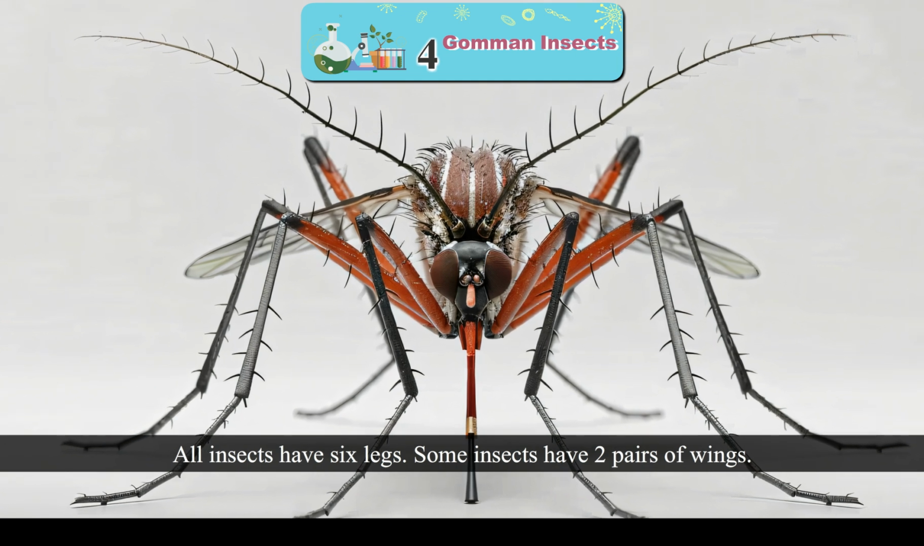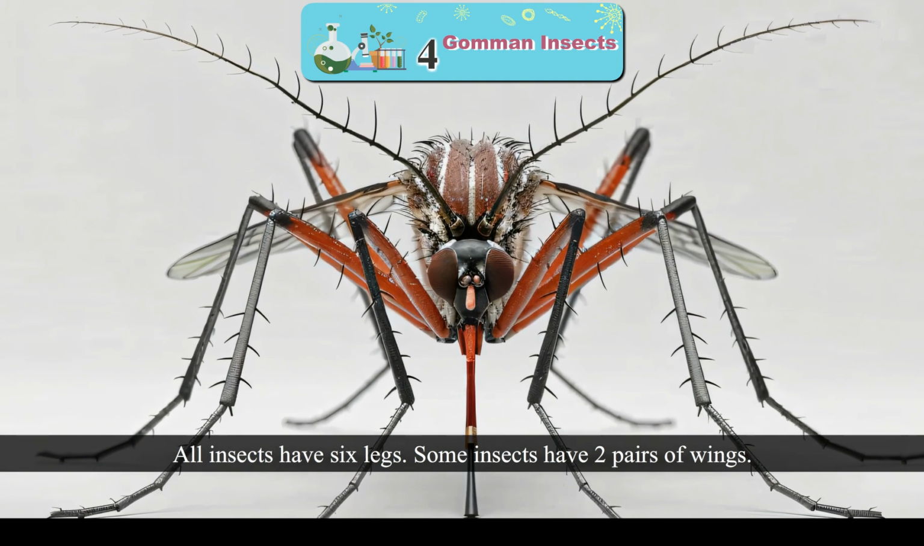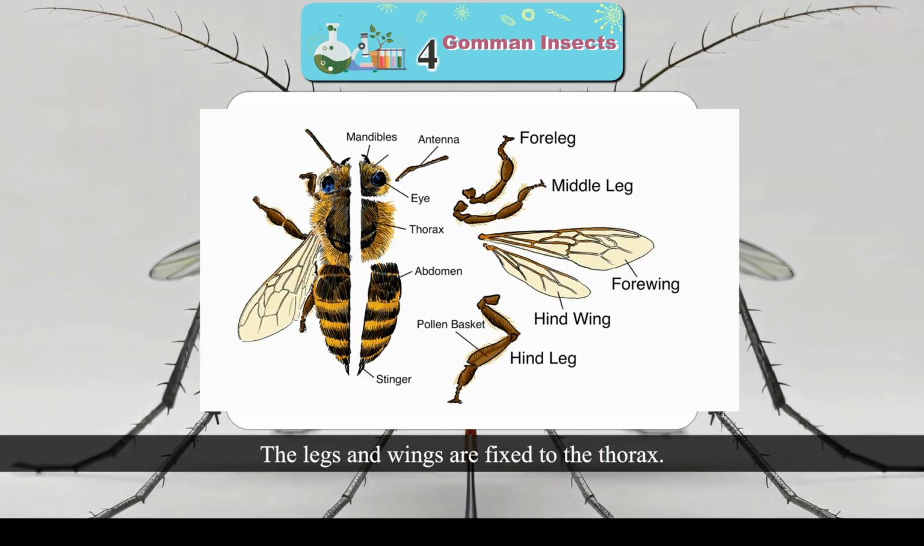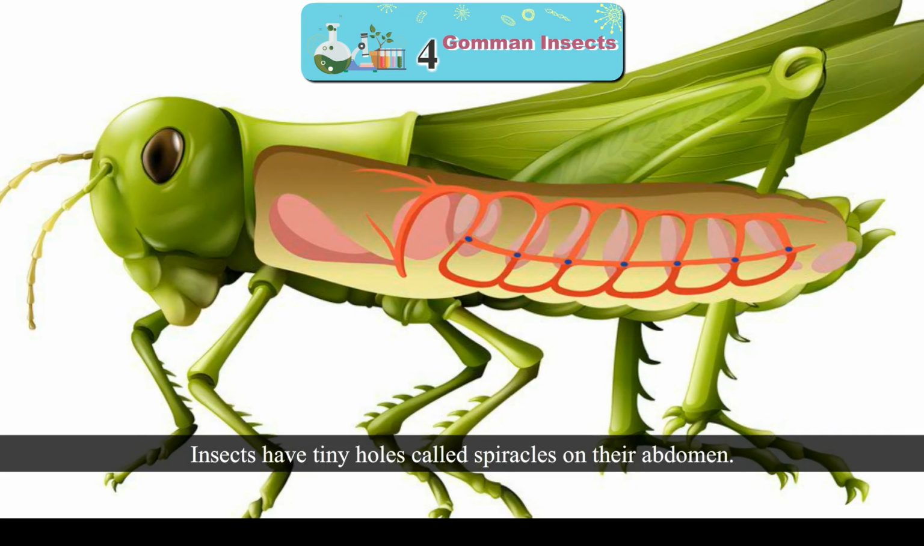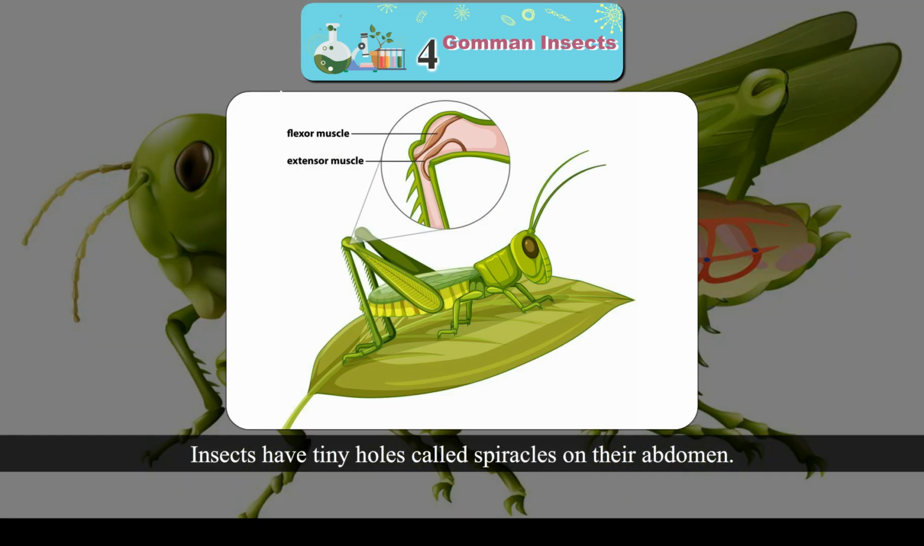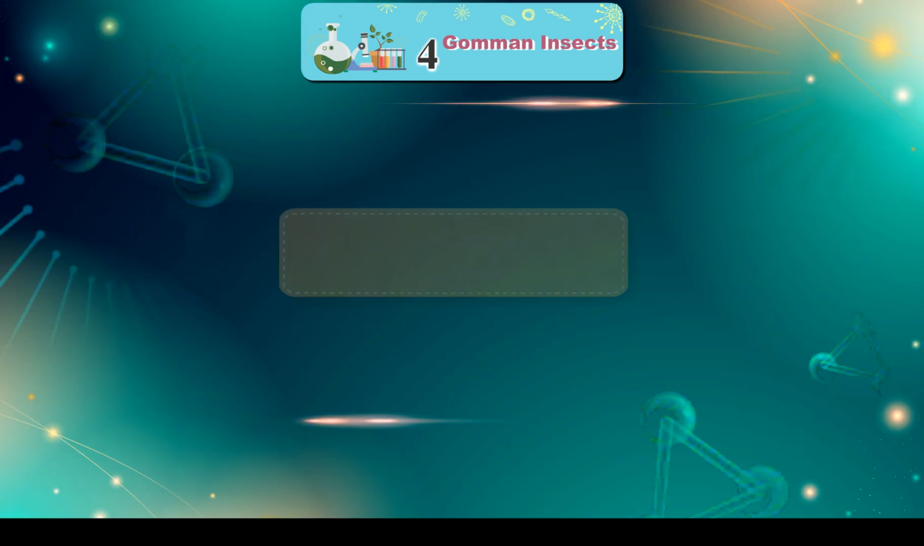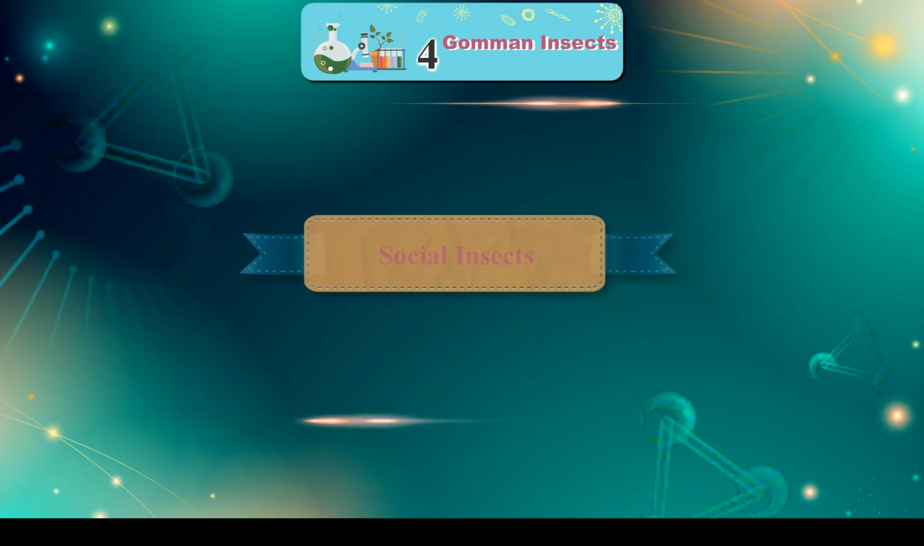All insects have 6 legs. Some insects have 2 pairs of wings. The legs and wings are fixed to the thorax. Insects have tiny holes called spiracles on their abdomen. They breathe through them.